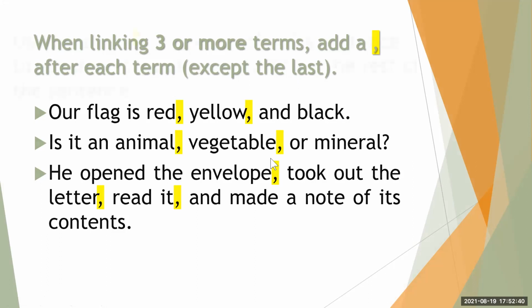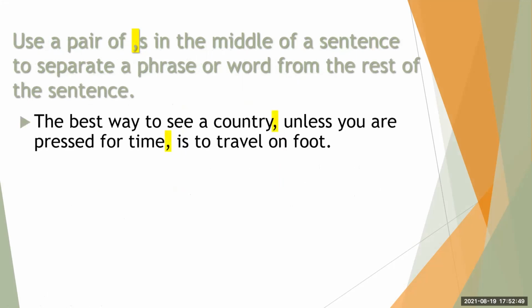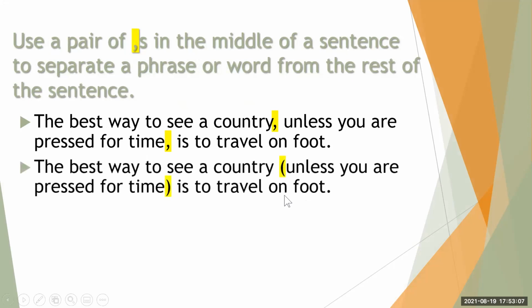Okay? Use a pair of commas in the middle of a sentence to separate a phrase or word from the rest of the sentence. Let me give you an example. The best way to see a country, comma, unless you are pressed for time, comma, is to travel on foot. You could remove the middle bit and the sentence would still make sense. You could say the best way to see a country is to travel on foot. You could also use brackets or parentheses and it would make sense as well. The best way to see a country, bracket, unless you are pressed for time, close bracket, is to travel on foot.